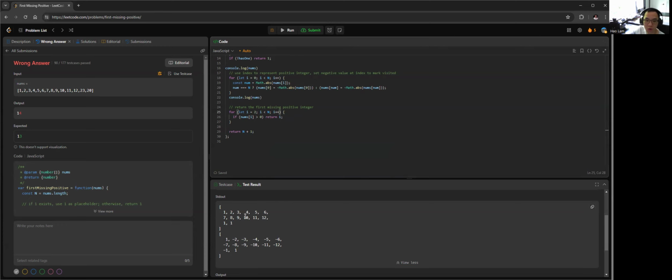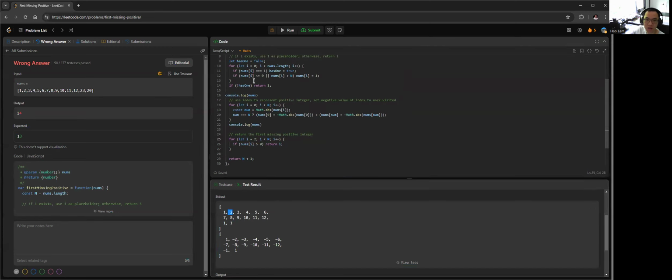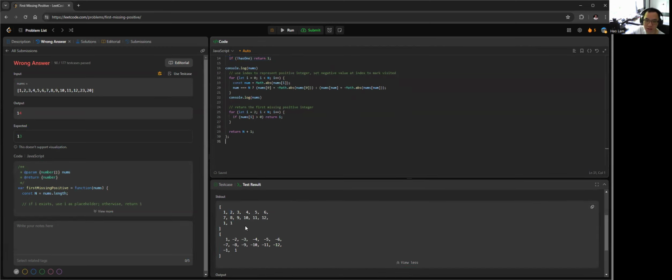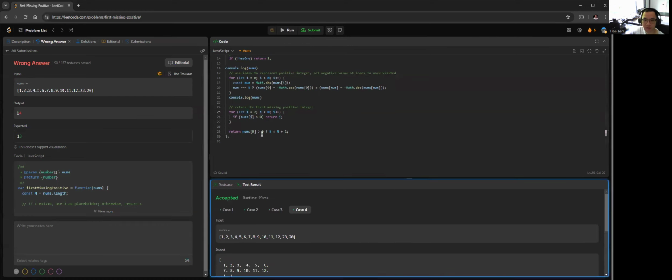Because we know 1 is not the answer: if it is 1, we already return here, if 1 doesn't exist. So we start from index 2, and we have to check index 0 last, because we want the smallest one. Index 0 is going to represent the length, which is larger than n minus 1. Then we can return at the end here: if nums of 0 is greater than 0, we return n, and otherwise we return n plus 1. Okay, it should work now.